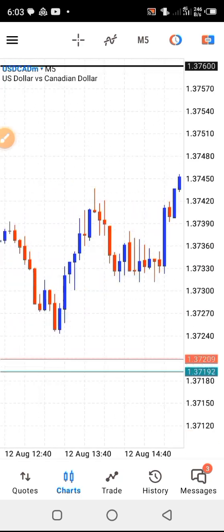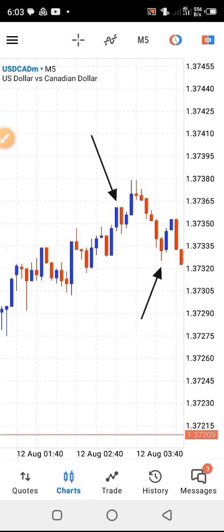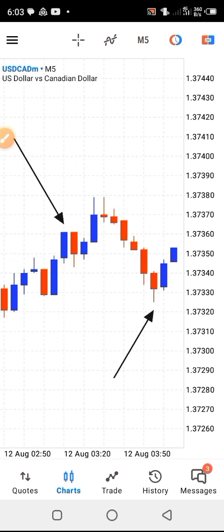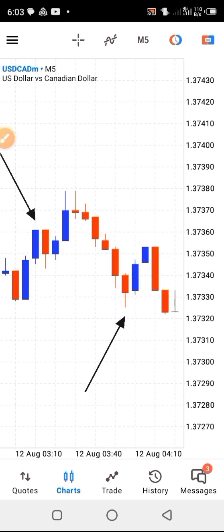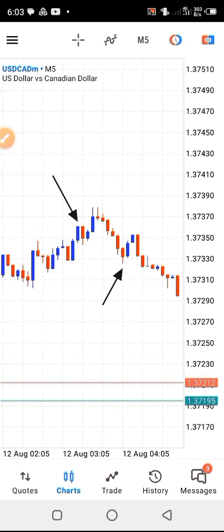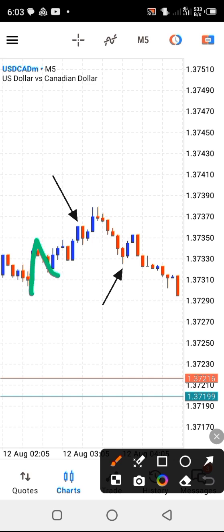Okay, the examples I marked out were very, very close to each other. So these are the two examples that I marked out. Let me zoom in a bit. Okay, good. Now notice what was happening here. Do you see that price was moving in the upward direction, for example, creating higher highs and higher lows?